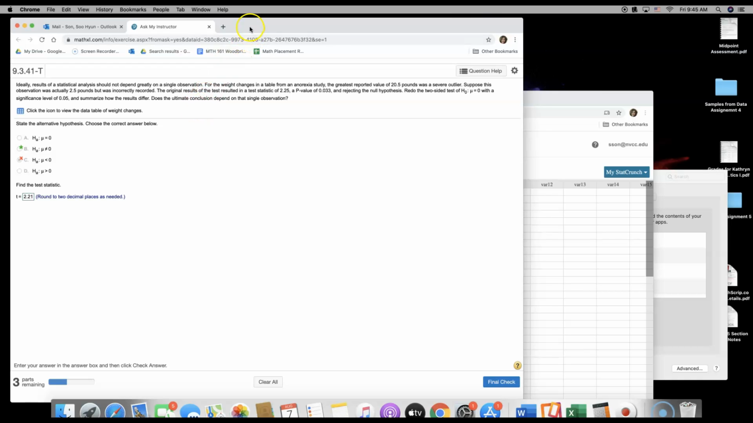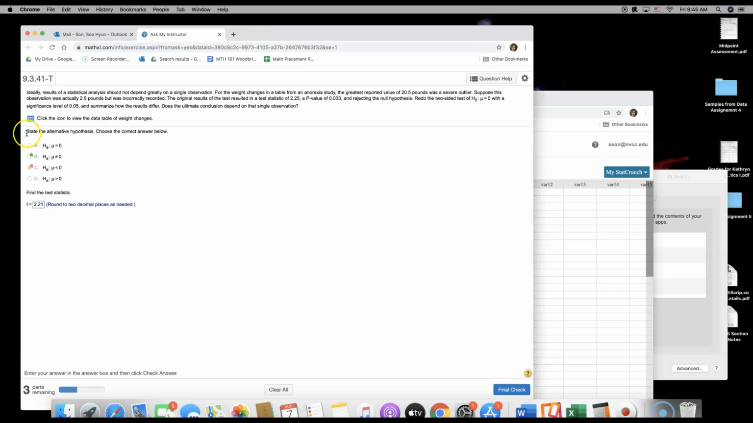Okay, so we're going to just do a test one more time. They state the alternative hypothesis and they didn't really say any, I don't really see a direction when I was reading it. So, okay, we're going to go with the two-sided. So that was given. But now let me go ahead and find the test statistic.